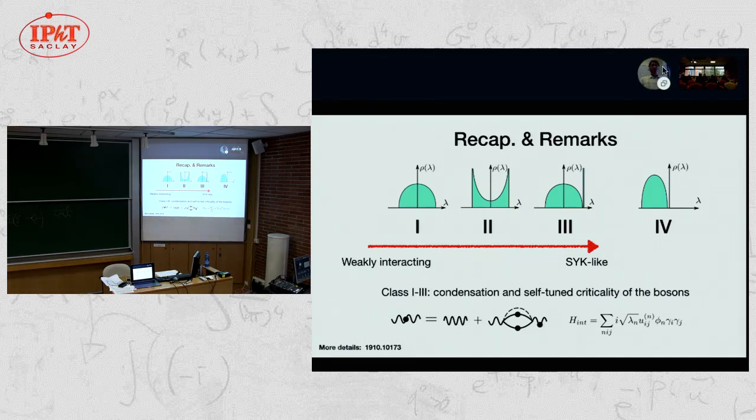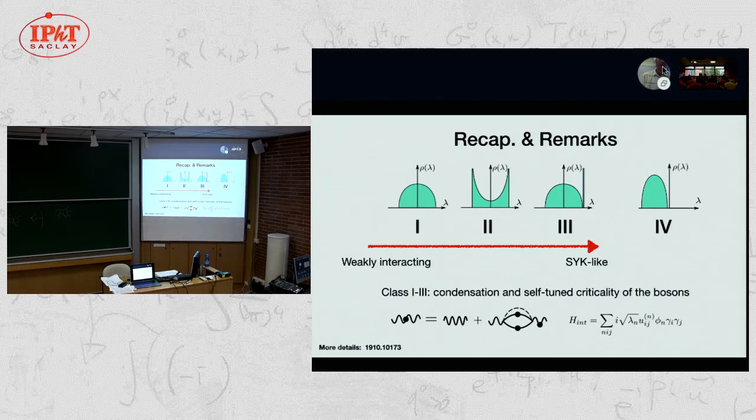Okay, so let me just recap and make a few remarks regarding the stability of two-body terms. So here are all our classes, and class 4, as we saw, is a little bit special in that it has all lambda negative. But the general trend is that from class 1 to class 3, 4, you go from weakly interacting to SYK-like. So let me first answer the question of stability with regard to two-body terms.